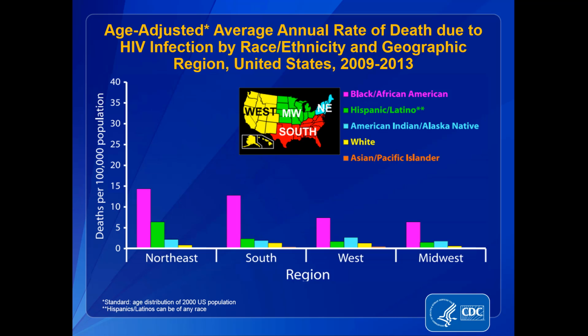The rates among Blacks and Latinos were higher in the Northeast than in the other 3 regions. Only in the Northeast was the rate among Latinos several times higher than the rate among whites, American Indians, Alaska Natives, and Asian Pacific Islanders. In the West, the rate among Hispanic Latinos was slightly lower than the rate among American Indians and Alaska Natives, and slightly higher than the rate among whites.